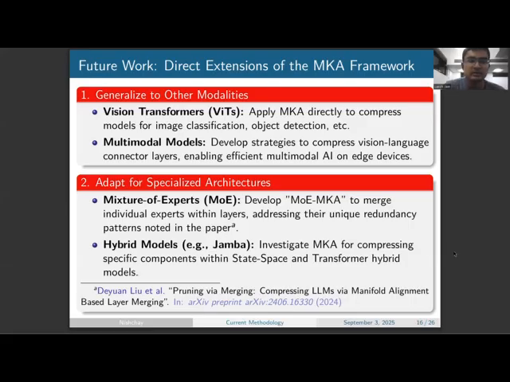Hi, I'm Laksh, and I'll be discussing the future work of this paper. In the paper, they have only explored large language models, and as a result, one direction of this work could be exploring other modalities such as vision transformers and multimodal models. Another future work could be adapting this technique of layer merging to newer architectures such as mixture of experts and hybrid models.